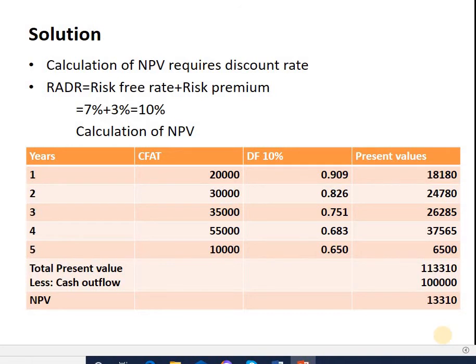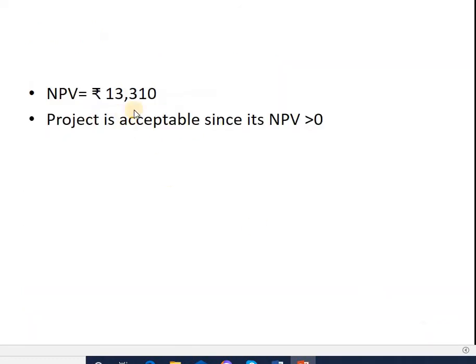In the previous session, regarding the accept or reject criteria: if you are calculating through the NPV technique, we accept the project if NPV is greater than 0. So NPV is 13,310, which is greater than 0. So the project is acceptable. It's a very simple problem.